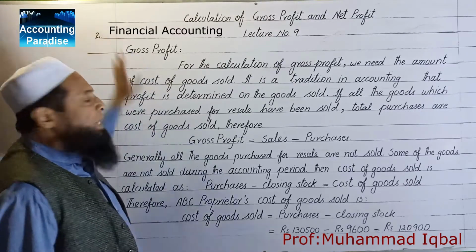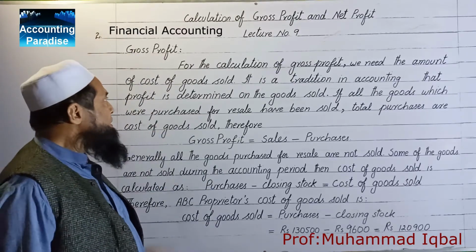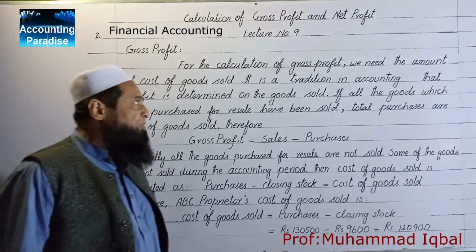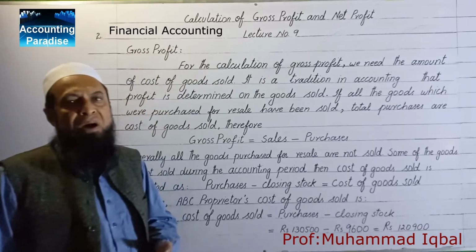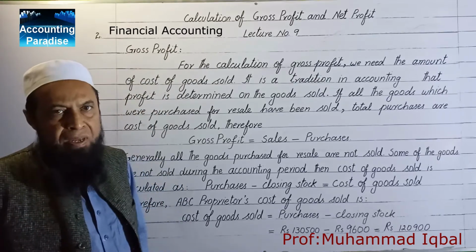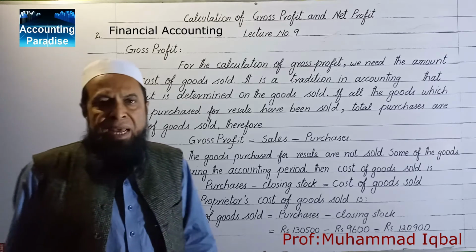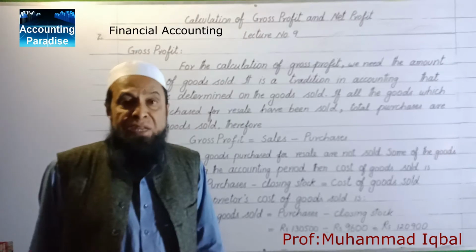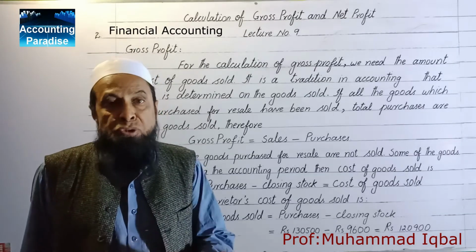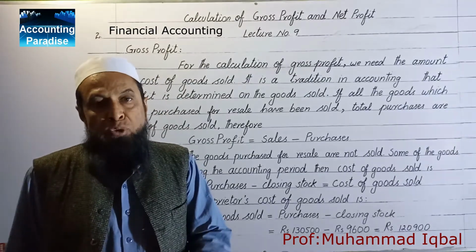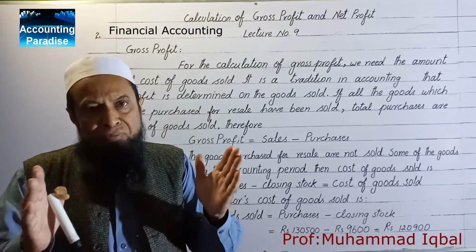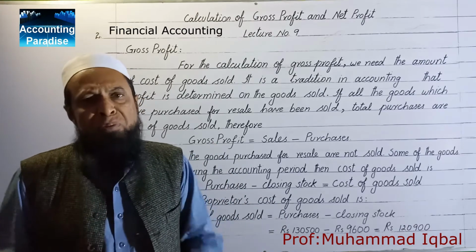So how to calculate the gross profit? For the calculation of gross profit, we need the amount of cost of goods sold. It is a tradition in accounting that profit is calculated on the goods sold. जो उस पीरियड में गुड्स फरोख्त की जाती हैं उसके ऊपर प्रॉफिट निकालते हैं.